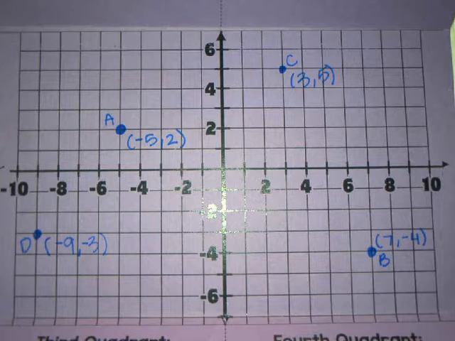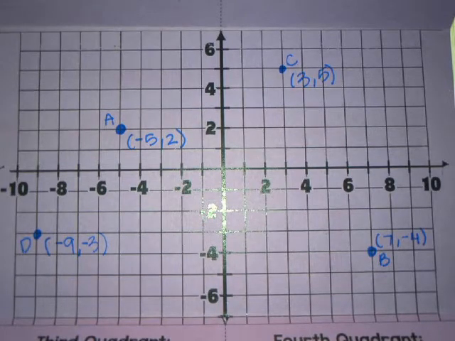Okay, this time I'm going to give you an ordered pair and you've got to plot it for me. You ready? So I'm just going to say it multiple times. Okay? -5, -6.